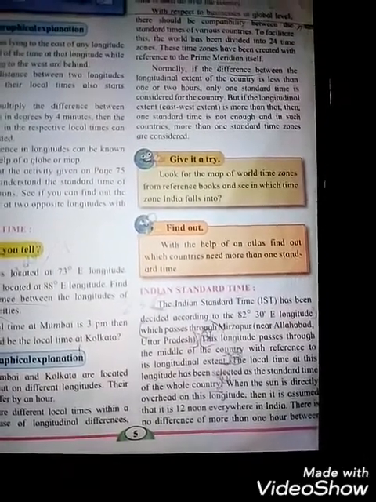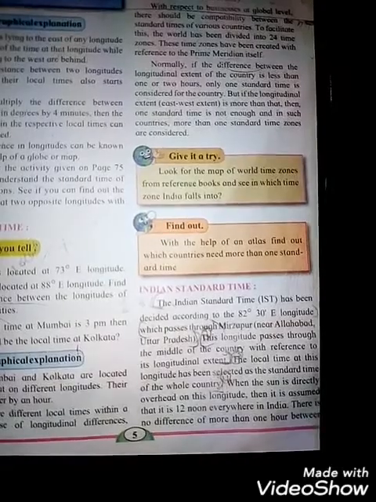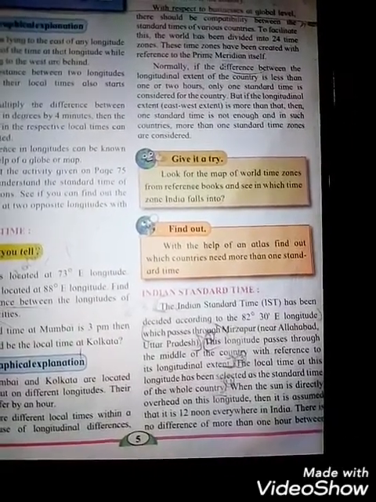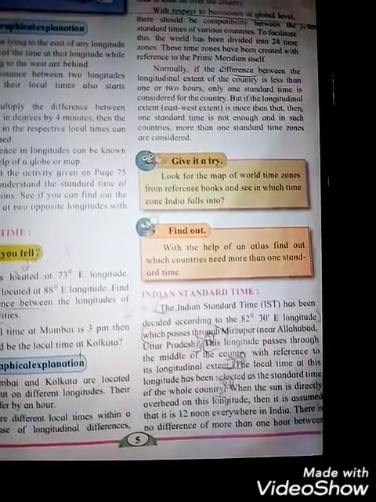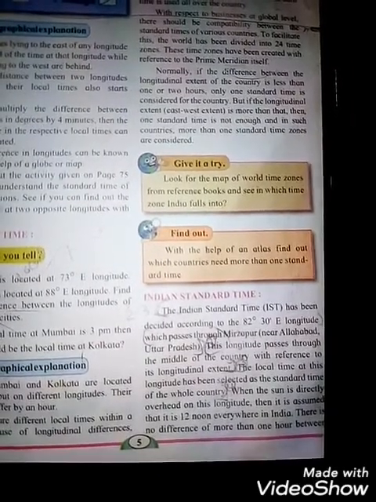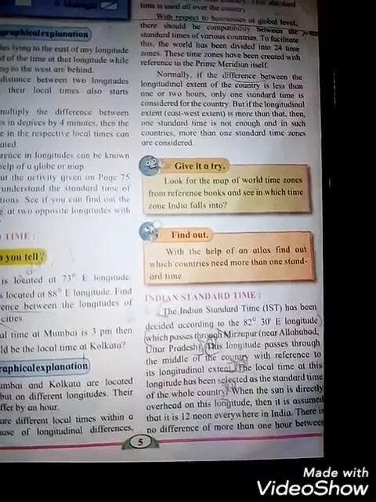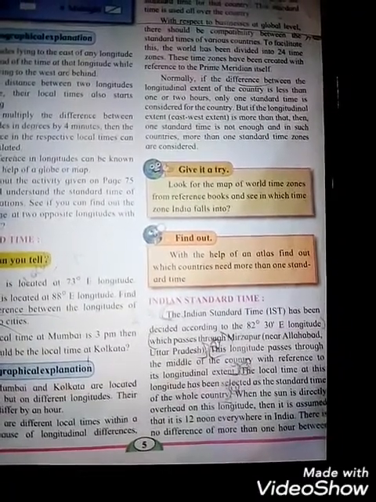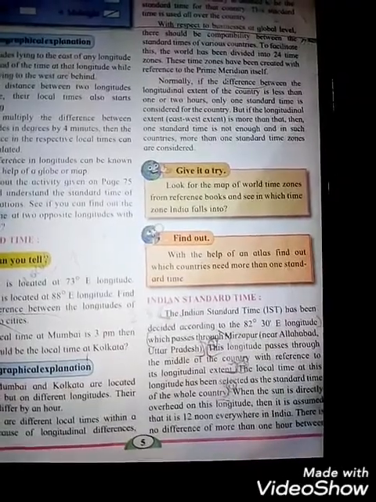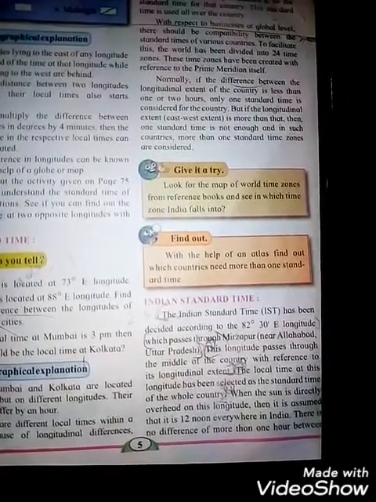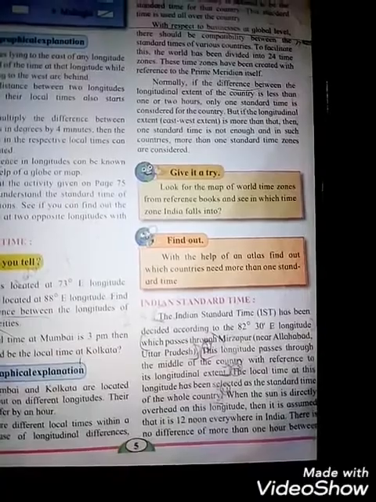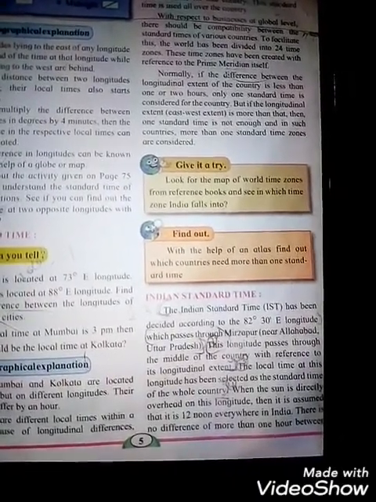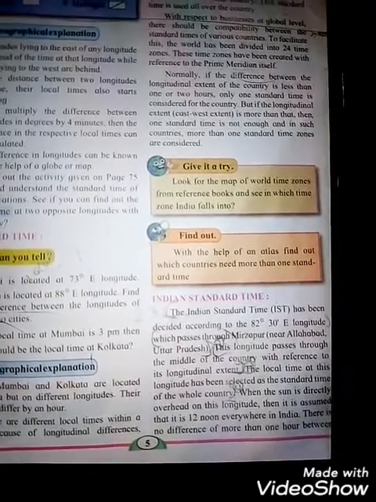Where does it pass through? It passes through Mirzapur, near Allahabad, Uttar Pradesh. This longitude passes through the middle of the country, with reference to its longitudinal extent. The local time at this longitude has been selected as the standard time for the whole country.